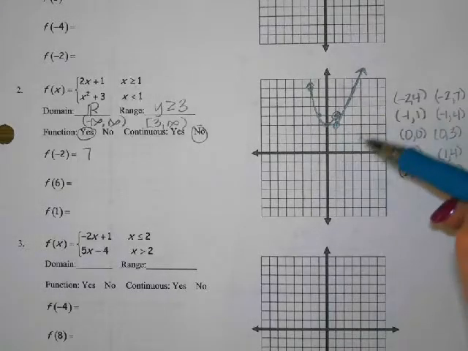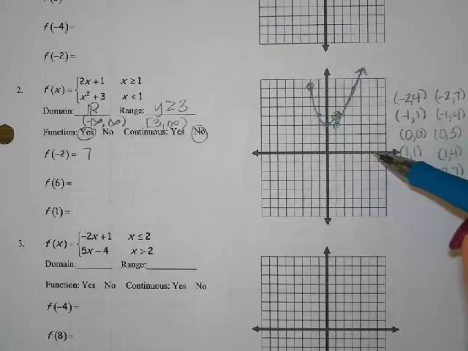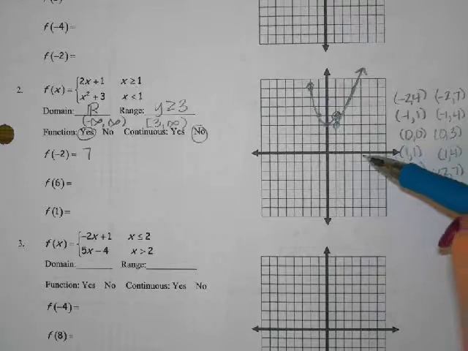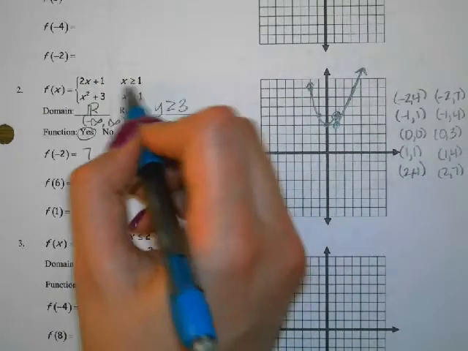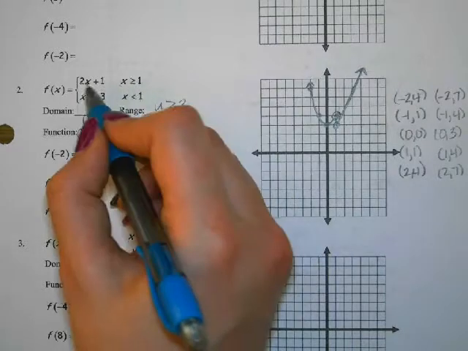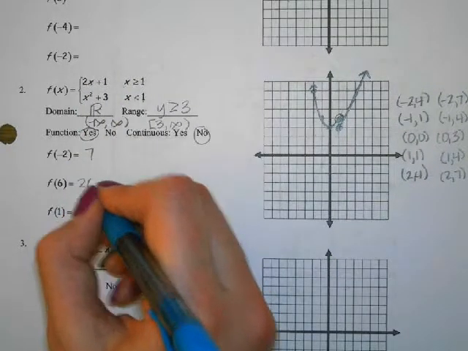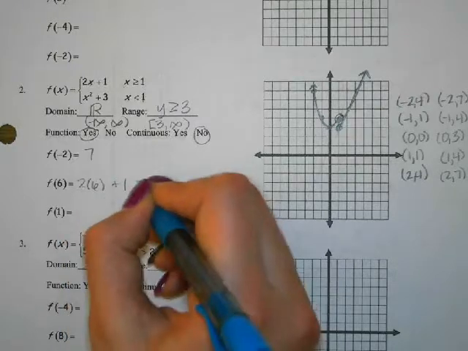What happens if you plug in 6? That's a little bit off the graph. You get corrected. Yeah, so you're going to have to plug it in up here. 6 is a value that's greater than 1, so this is where you plug it in. So we would say 2 times 6 plus 1 equals 13.